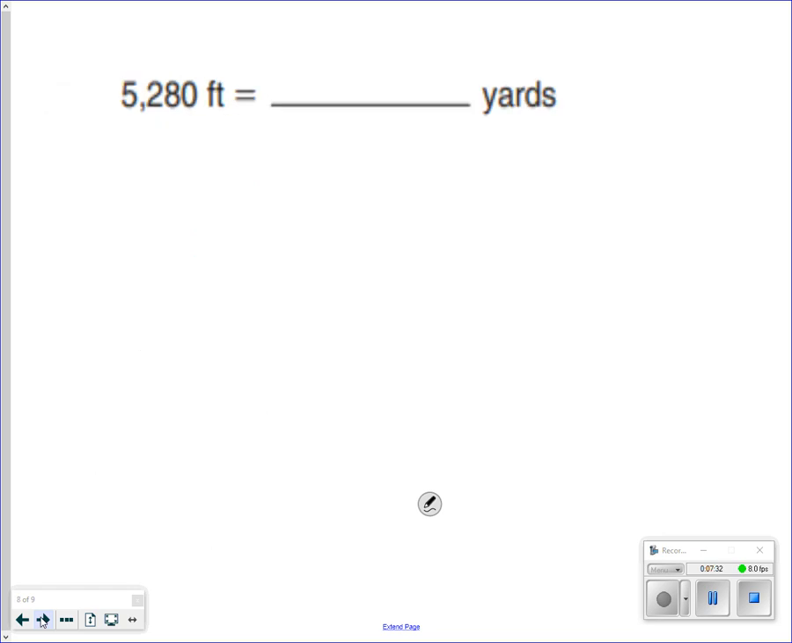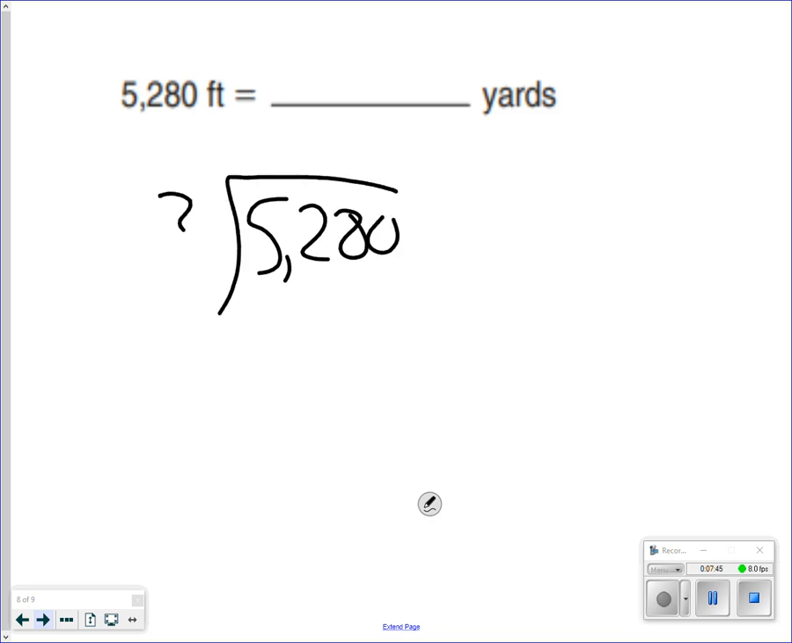Moving on. We got 5,280 feet equals how many yards? Well, how many feet are in a yard? We have 3 feet in a yard, so I'm taking this 5,280 and dividing it by 3. 3 goes into 5 how many times? It goes in there 1 time. 3 times 1 is 3. Subtracting, I get a 2, bringing down the 2.